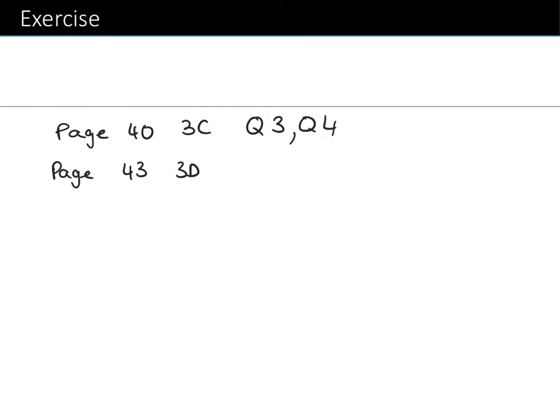Next lesson. Right. Page 40. Exercise 3C. I want you to do questions 3 and question 4. Then you're going to go to page 43, exercise 3D, page 2 and 3, questions 2 and question 3. Then you're going to go to page 49, 3F, and you're going to do questions 1 and question 4.